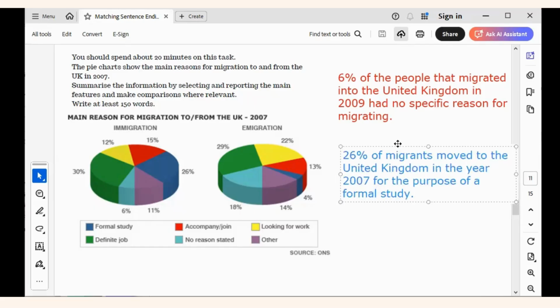26% of what? Migrants. 26% of migrants moved to the United Kingdom in the year 2007 for what? For the purpose of formal study. Thank you. It's actually 2007. I wrote 2009 in my own. Thank you. So then what's it called? X% of what? Of Y.